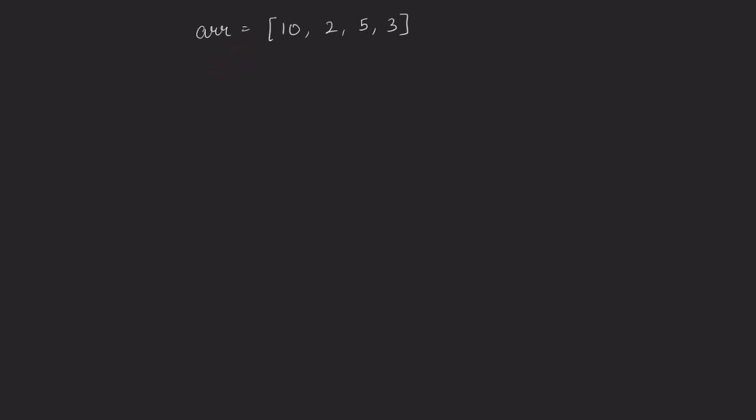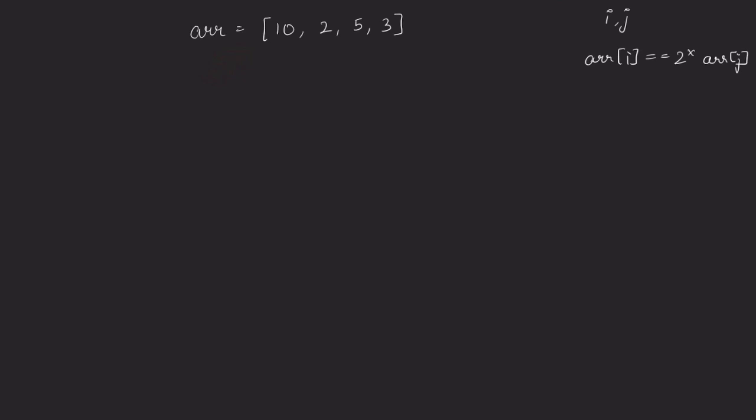We need to find two numbers from this array such that their indices are different and one element is the double of another element, right? So basically, we need to find such an i and j index where ARR of i is equal to 2 times ARR of j. This is what we need to find. And if such a pair exists, then we need to return true, otherwise false, right?